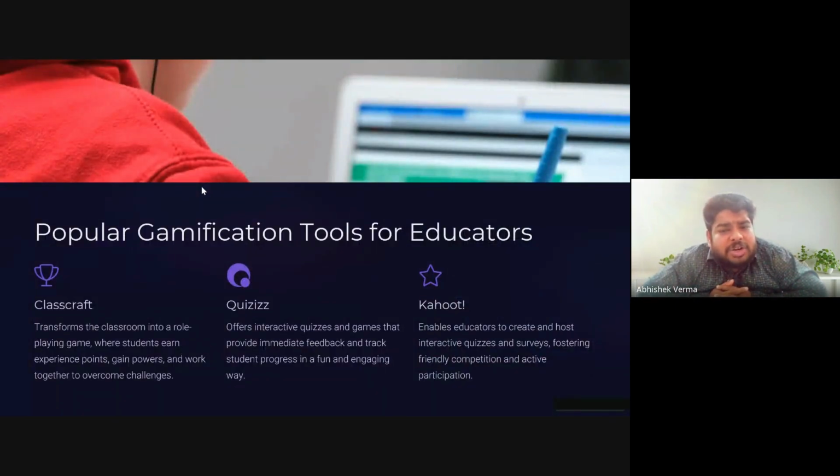Popular gamification tools for educators. One is Classcraft. Classcraft is the umbrella of gamification because there are so many games, like how to create lesson plans, how to create any quiz, how to create slides, gaming slides, and how to create any picture. So if you want to create any gamified lesson plan, you go through Classcraft.